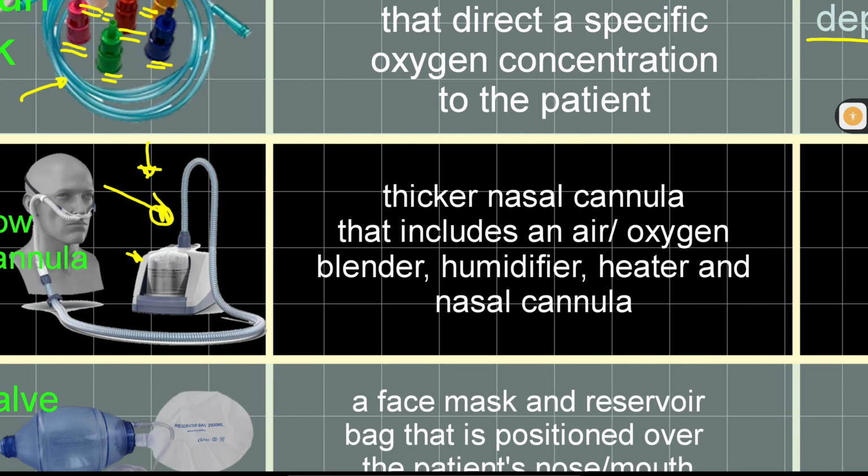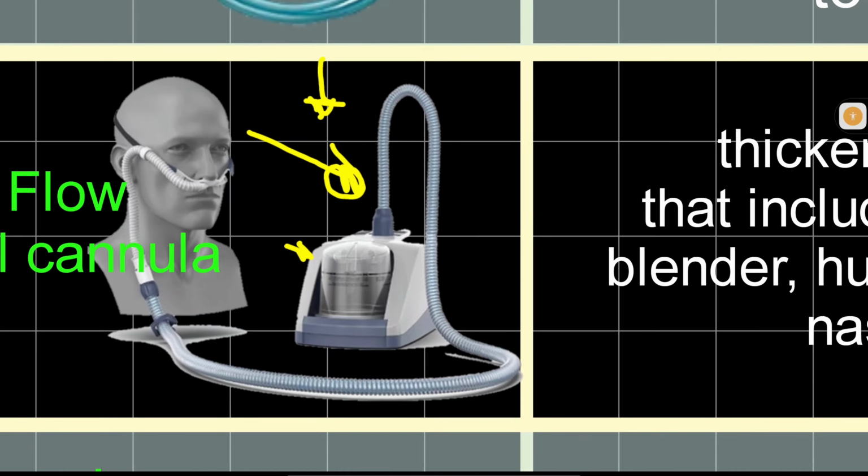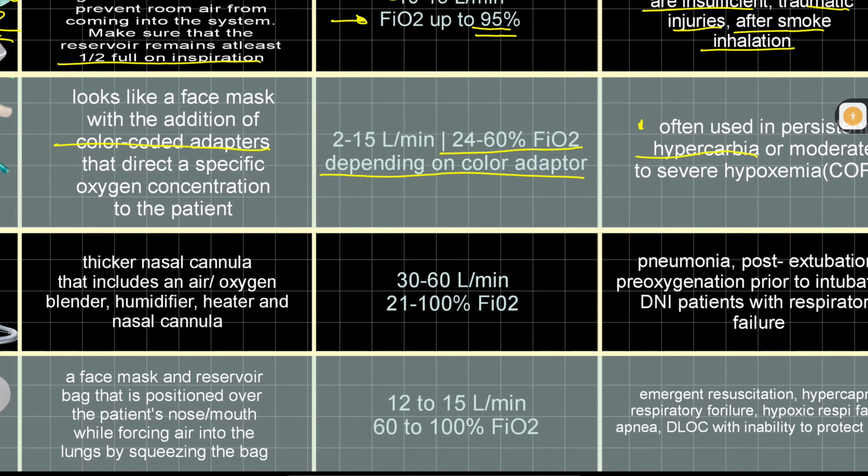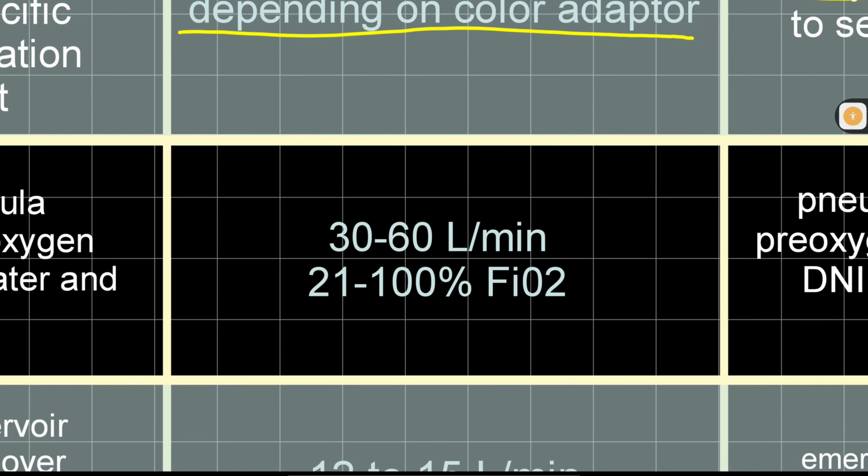So it looks like a thicker nasal cannula that includes an air oxygen blender, humidifier, heater, and nasal cannula. This is how it looks like again. Okay? Malinaw tayo dyan? Malinaw. In terms of flow rate and FiO2, you can give up to 30 to 60 liters per minute of oxygen. You see, ang taas na ng oxygen level niya.